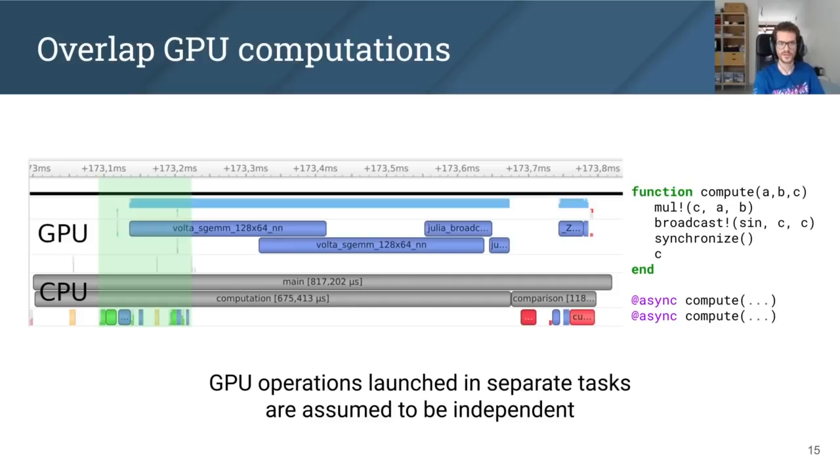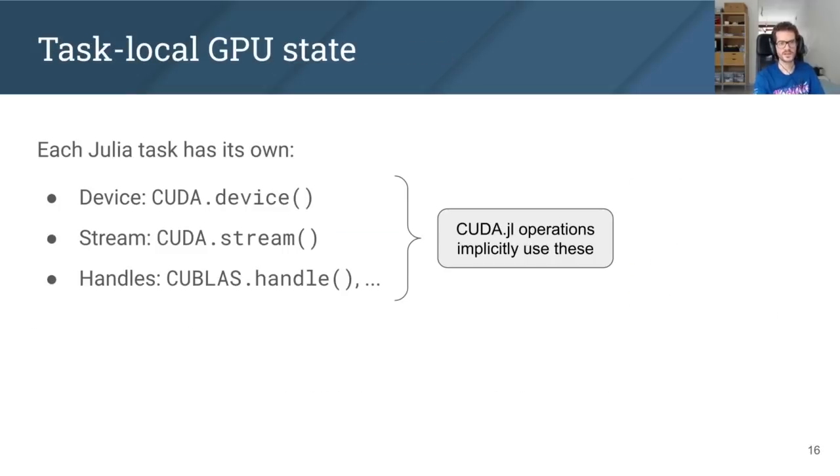So again, I'm going to emphasize that CUDA.jl assumes that operations are independent if they are executed from separate tasks. And I'm going to briefly explain how that works because it also has some consequences. So essentially, CUDA.jl now maintains all of its state as task local properties. Each task gets to choose which device to work with and also uses a task-specific stream to queue operations on. And library handles like cuBLAS handles or cuDNN handles are also task-specific. All CUDA.jl wrappers now automatically use these task local objects, so as a result, all CUDA.jl functions are task local.